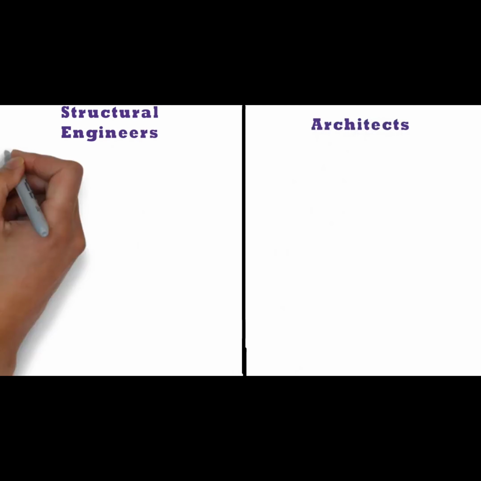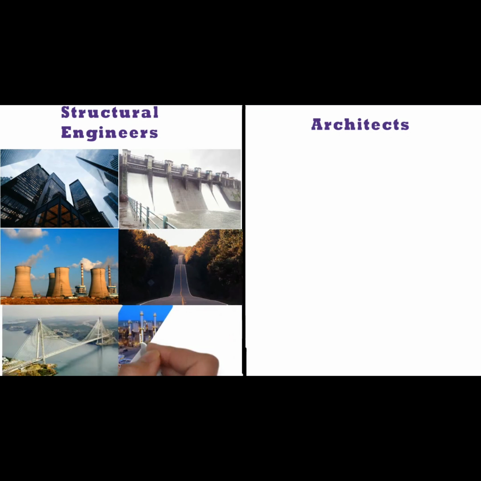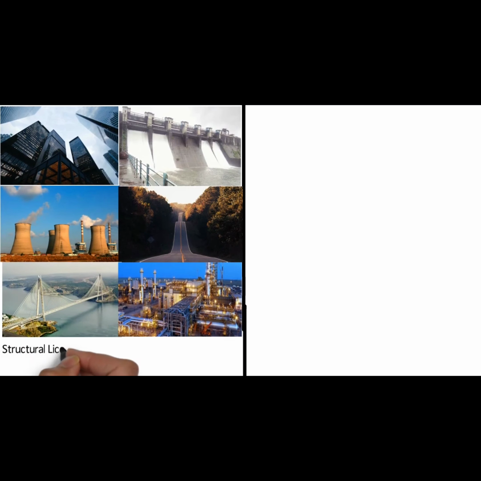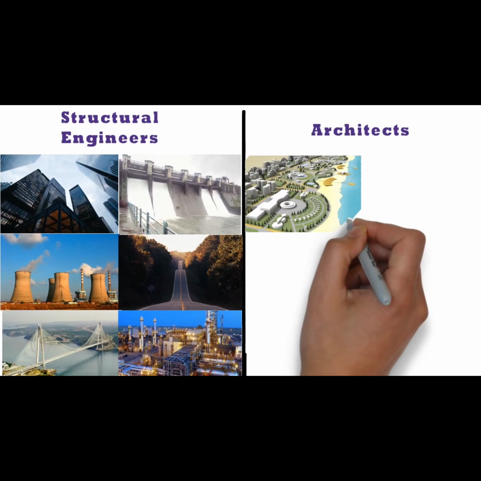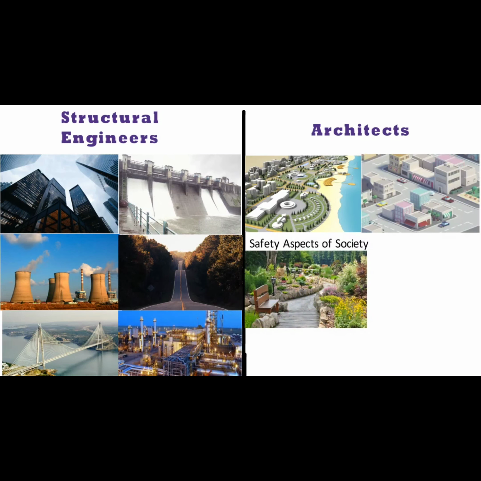The different types of structures designed by structural engineers are buildings, dams, power plants, roads, bridges, oil and gas plants. Also, one can do freelancing after getting a structural license from the local municipal body. This license helps the structural engineer to vet the engineering drawings. On the other hand, the different types of areas the architect is involved in are town planning, smart city projects, safety aspects of society, buildings and landscaping. One needs to obtain a license and can also become a chartered architect.